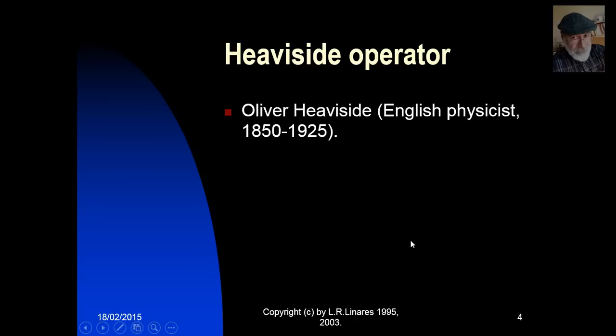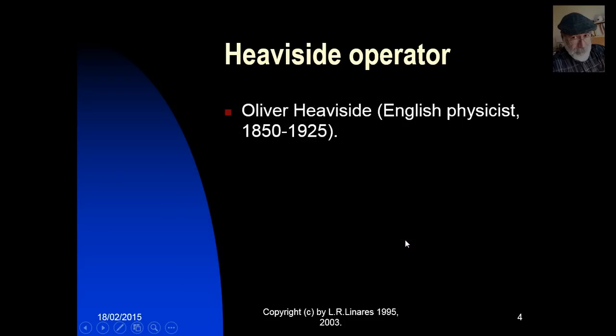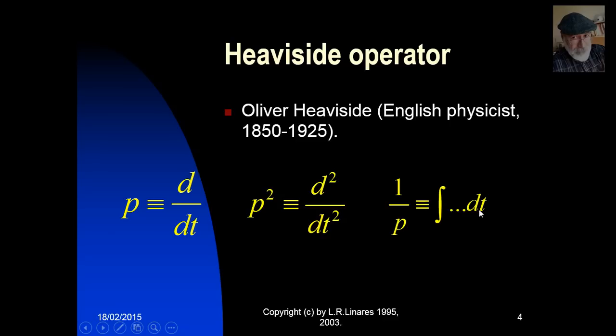Today, we will bring in Oliver Heaviside, an English physicist of the 19th and 20th century that came up with this alternative notation. He says, instead of d over dt as a symbol, I will use only p, an operator, and instead of the second derivative, just p squared. And instead of writing the integral of some function dt, I will just write 1 over p.